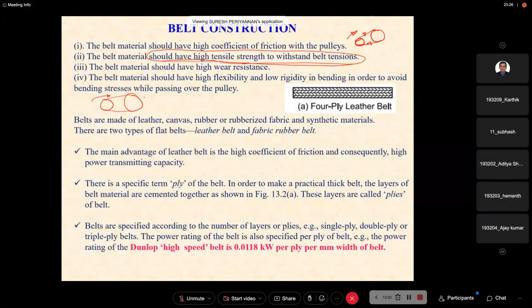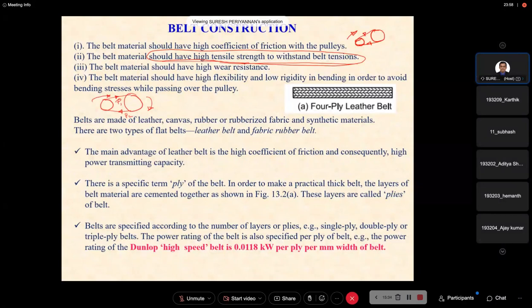Now the driving pulley and driven pulley are rotating in the same direction. This top side is going to act as the tight side. The bottom side is acting as the slack side. Both are in the same direction, so obviously the belt is going to be subjected to tensile behavior. But the slack side always has less load.